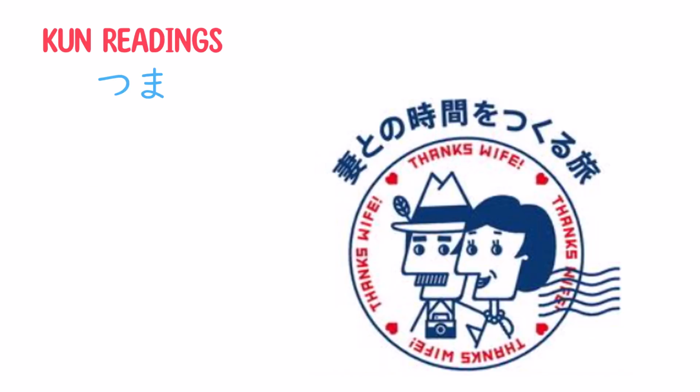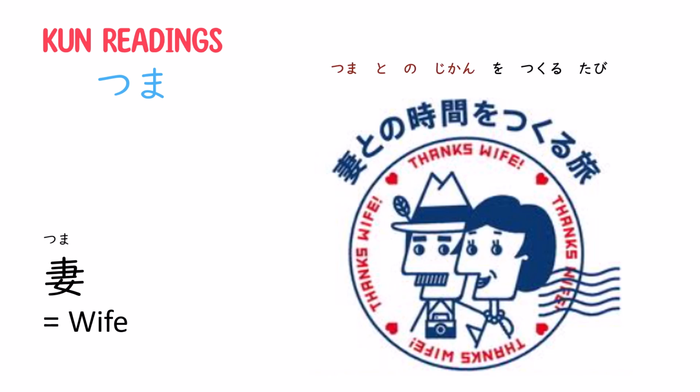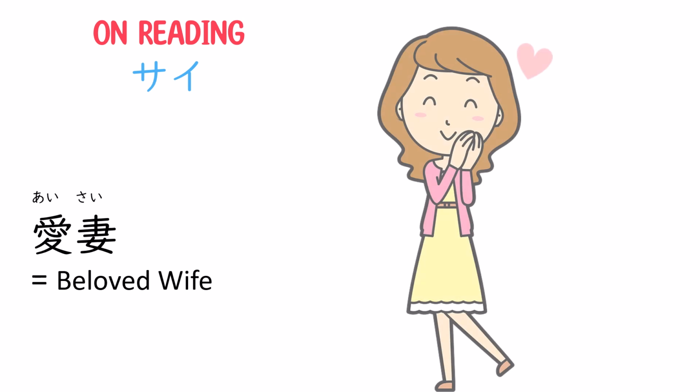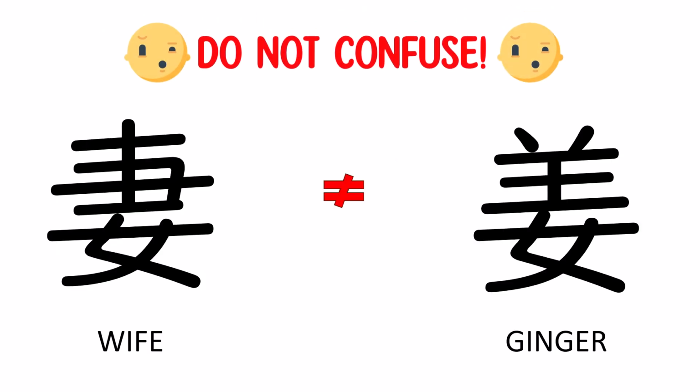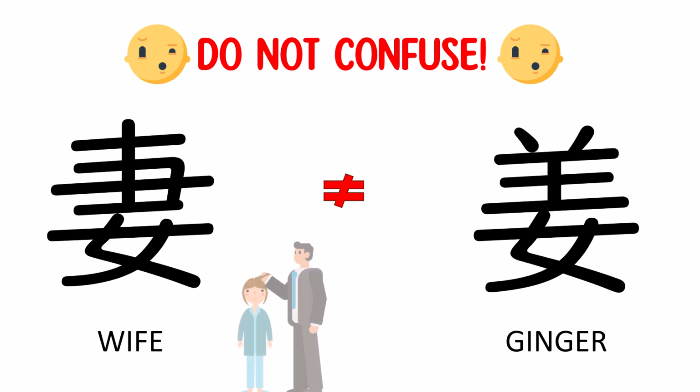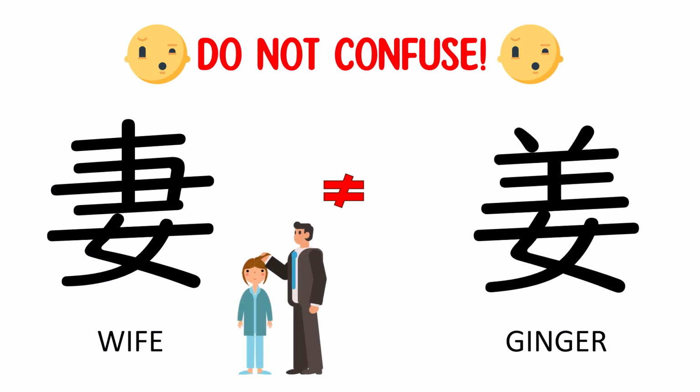Kun reading is tsuma. The example is tsuma, or wife. The sentence is Tsuma to no jikan o tsukuru tabi. A trip to spend time with my wife. The on reading is sai. The example is aisai, or beloved wife. Do not confuse wife with ginger. The key difference lies on the top. The wife has the hand grabbing the hair, while ginger has a sheep.